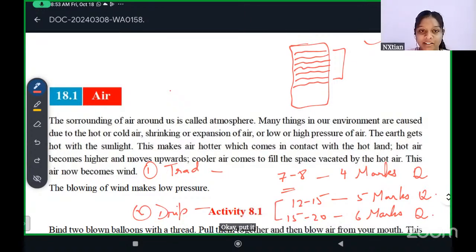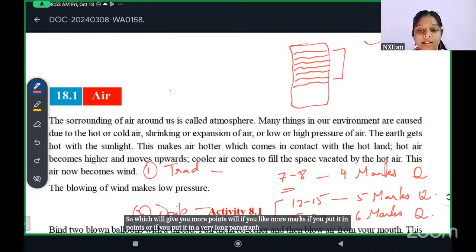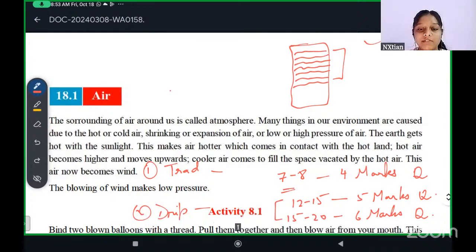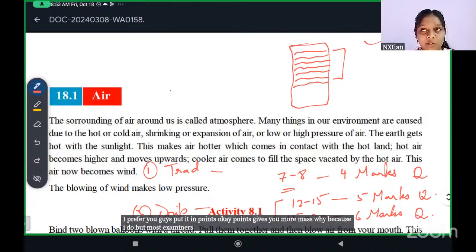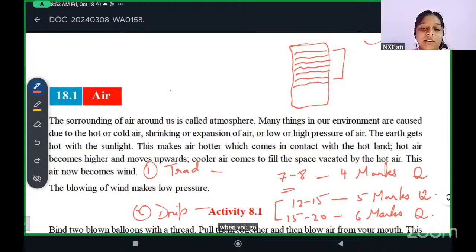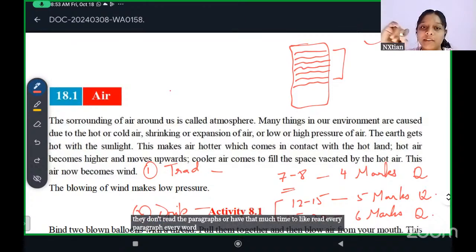Which will give you more marks, if you put it in points or in a very long paragraph? I prefer you put it in points. Points give you more marks. Why? Because most examiners, when you grow up and give exams, don't read paragraphs. They don't have that much time to read every paragraph, every word. They go through the points quickly.